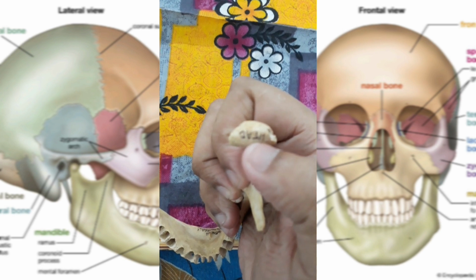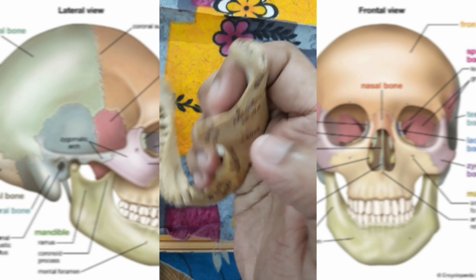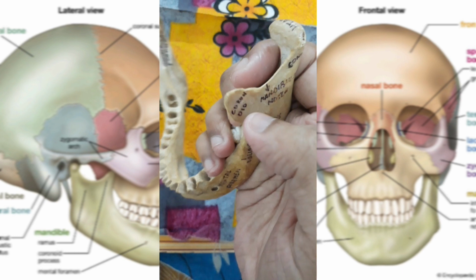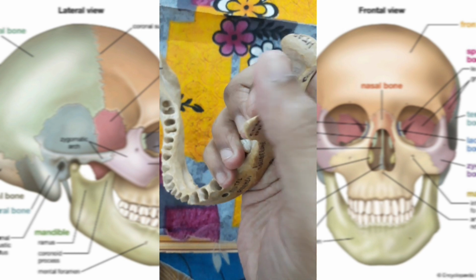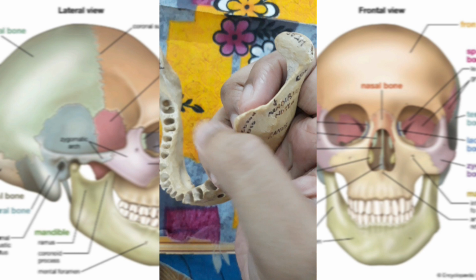This mandibular foramen is very important, so let's study this again. This mandibular foramen is located a little above the center of the ramus, and it leads to the mandibular canal.